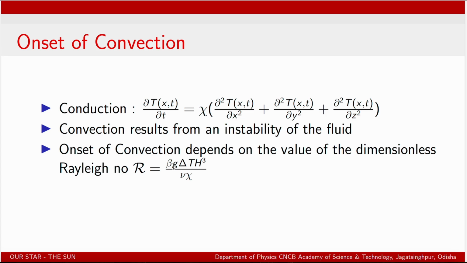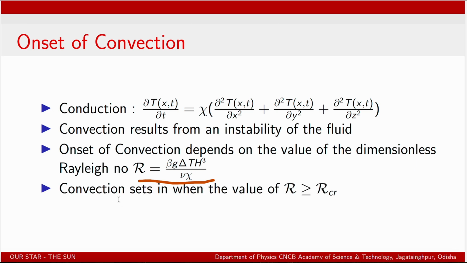For convection there is a very important dimensionless number. That number is the Rayleigh number. So convection is determined by the Rayleigh number. The Rayleigh number depends on delta T, it depends on H, the distance between the plates, it depends on the viscosity, and it depends on the diffusive constant chi. So why is it important? In the next point we'll see. Convection sets in when our Rayleigh number is greater than some critical value.